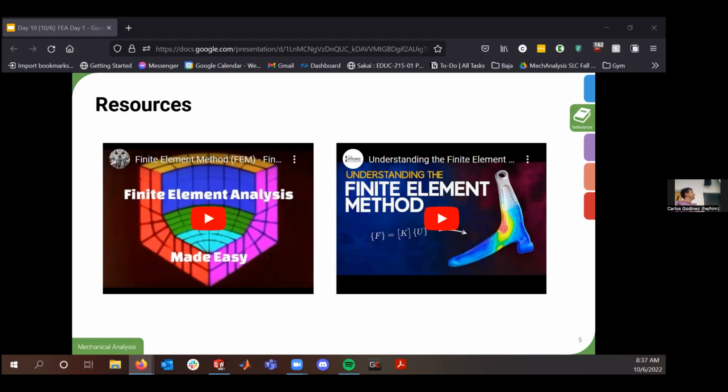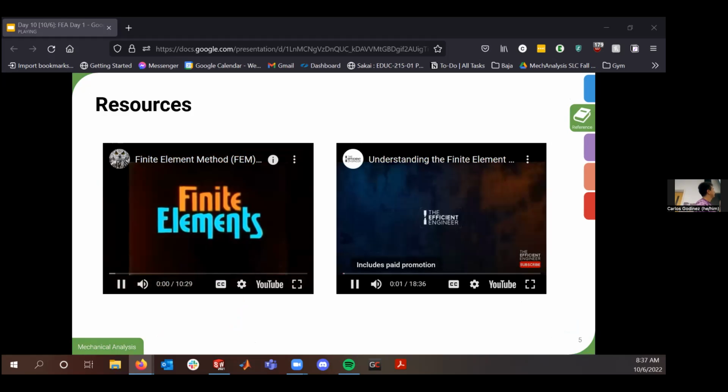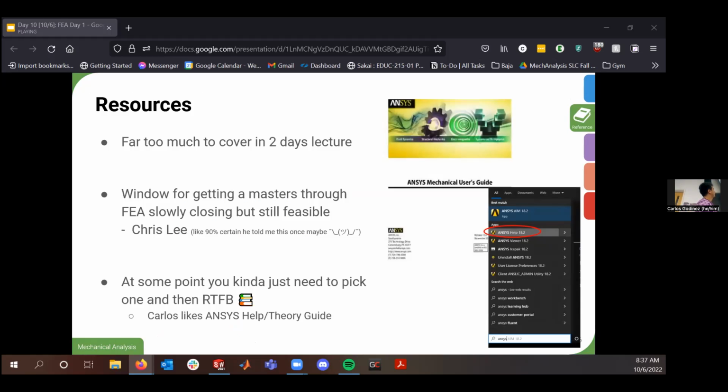As always, we have videos to share for y'all. The second image, the Efficient Engineer video, we take a lot of screenshots from that. We are inspired by it. We're just going to give a verbal explanation of what's going on, but these videos are highly visual and really helpful if you want to look at that.